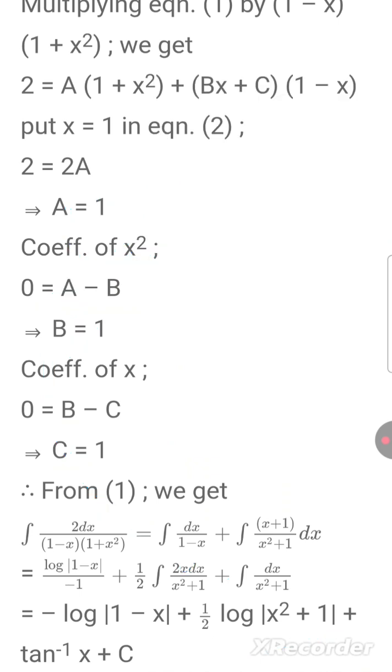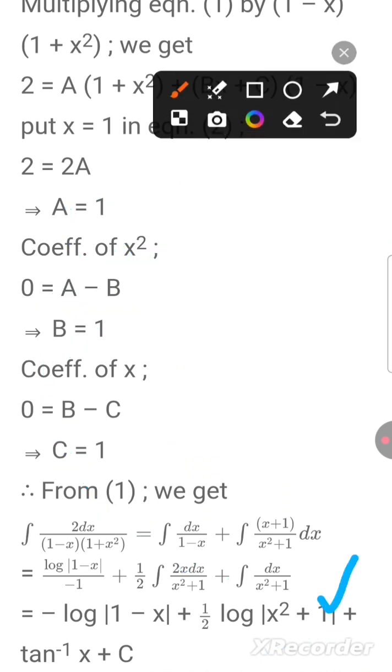So let's check the final answer once more. So this would be the final answer, and plus c must be added with all indefinite integrals.